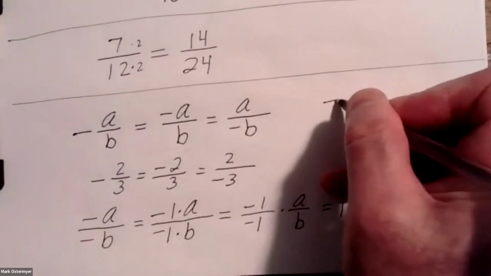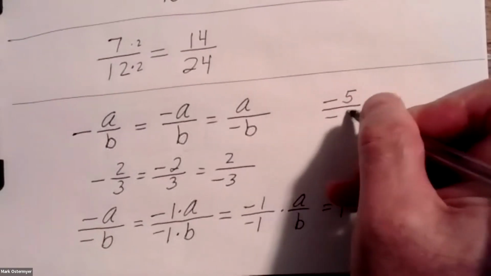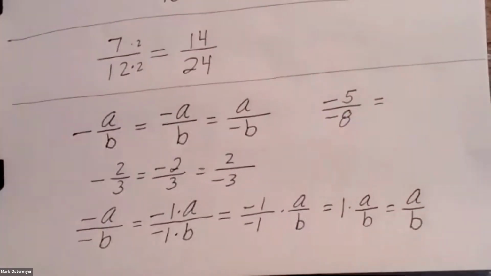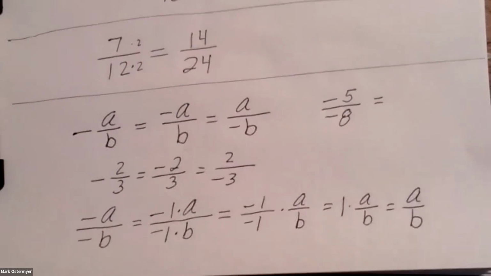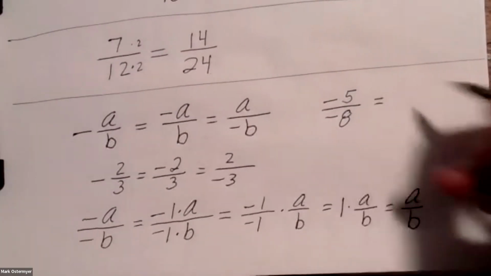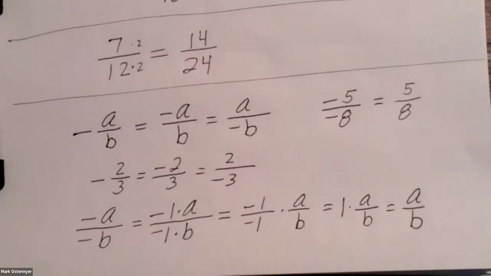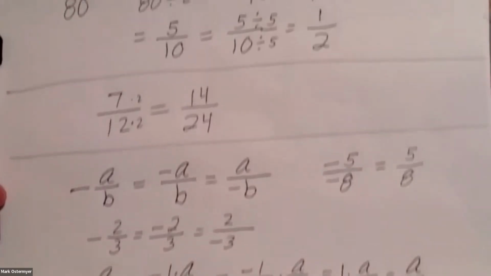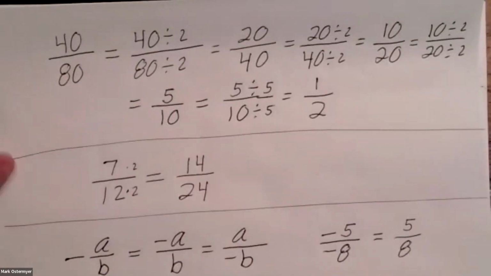So if I give you -5 over -8, what is this really equivalent to? What's -5 over -8 really equal to? Based on what we just did here. It's really positive 5/8. That's right. 5 over 8, exactly. There you go. Same thing. All right. Any questions about any of this here? Okay, working with fractions.